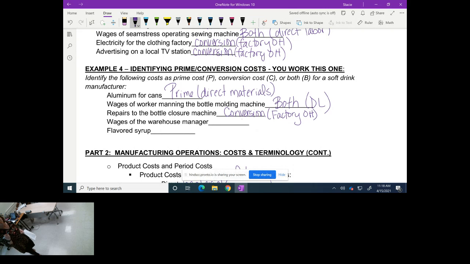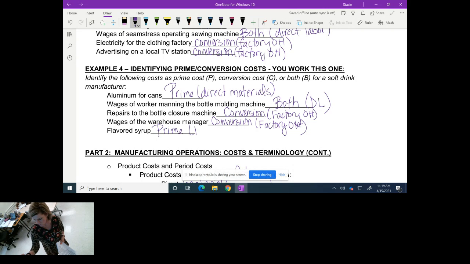I was wondering, I didn't know if he could ever be direct labor. Only if he is directly hands on a product. All right, and then the flavored syrup on the drinks. Yeah, that's a direct material, so we're going to call that prime. Okay, that makes sense? Yeah.